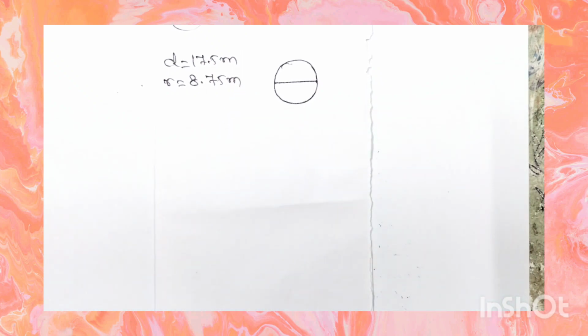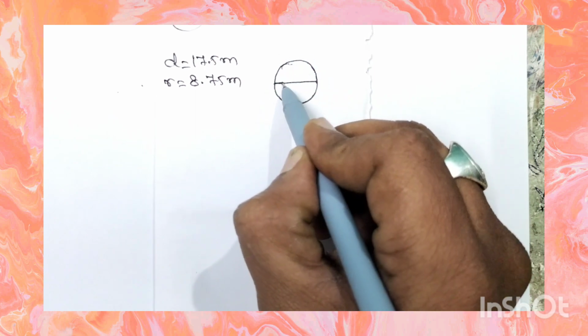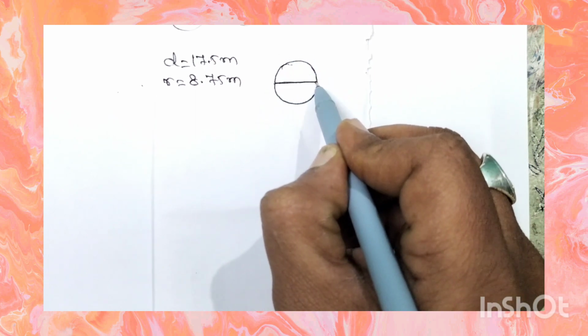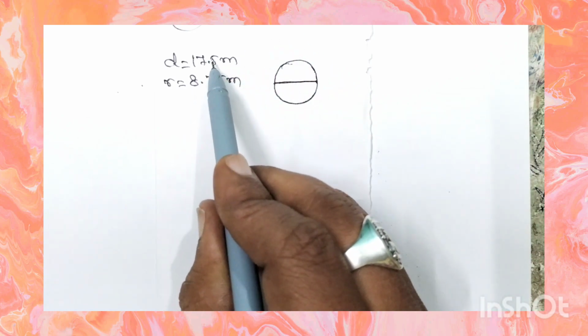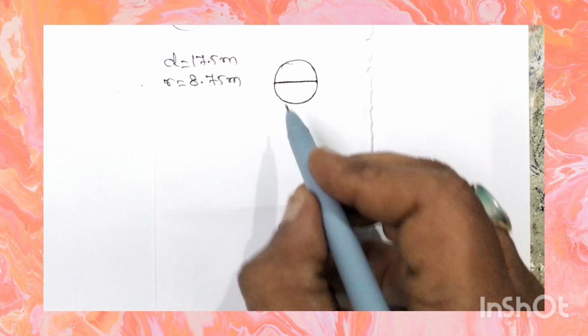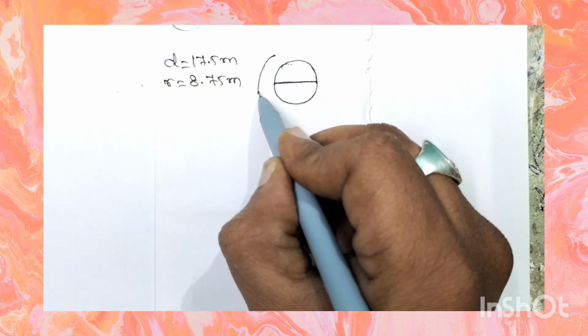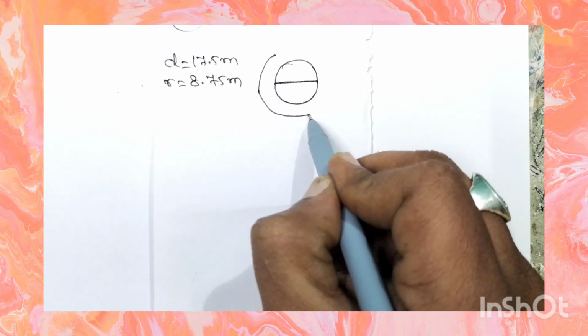Okay. Next, this is a circular pond. Its diameter is given, which is equal to 17.5 meter. The radius will become 8.75. Around this one it is surrounded by a 2 meter wide path.